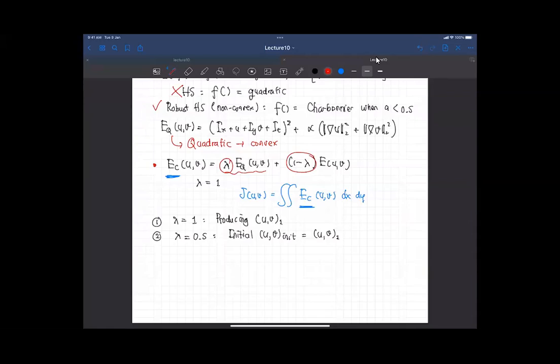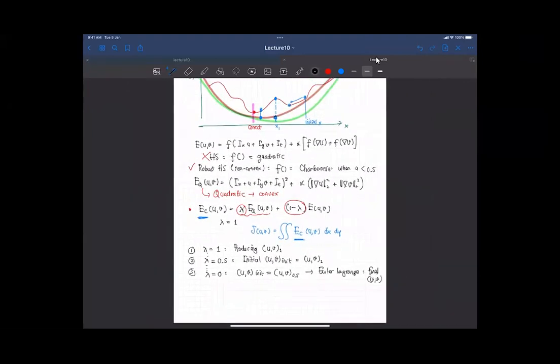So the key here is the initial value for the solution. So again, in the end, you can set lambda equal to 0, and you set the initial U and V equal to U and V when lambda equals 0.5, and then you compute using Euler-Lagrange to produce the final U and V. So this is basically the basic idea of how we approximate the solution and then evolve from there.